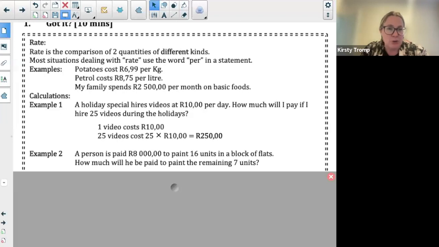Bree's asking a really good question. Bree says, can per in a word problem automatically mean multiplication? So Bree, you're going to see that for this one, there's a little bit more that we've got to think about. We can't just go do multiplication. You've got to really think about what's happening in this calculation. There will be multiplication involved here, but not always multiplication.